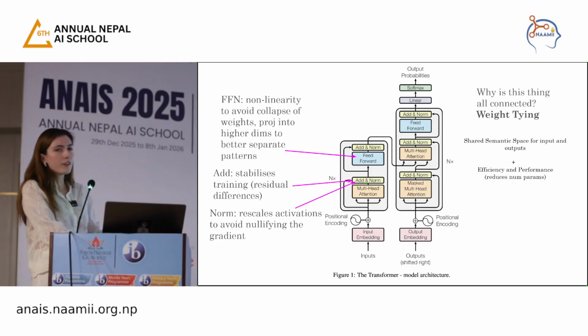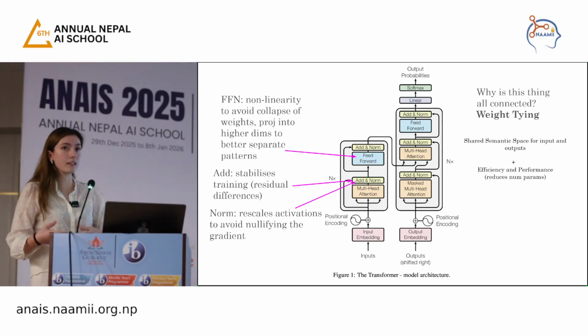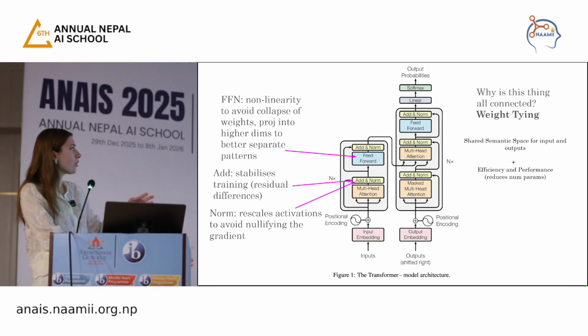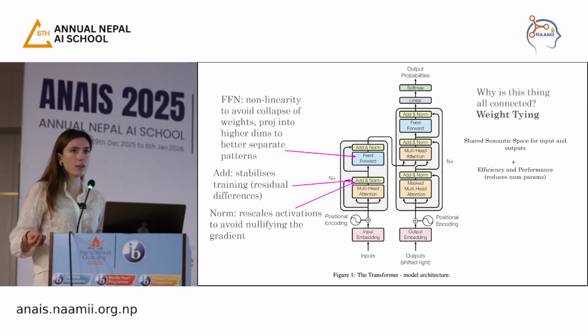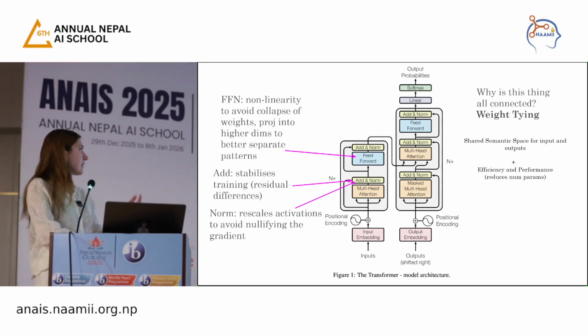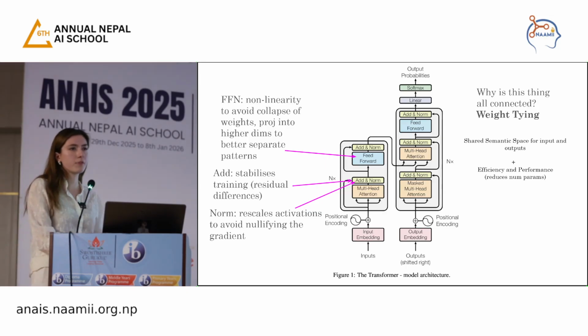Now, one question that you might have is, why is this thing all connected, right? To me, at least, when I saw it for the first time, it was really weird. Why are all these arrows? This is called weight tying, and it's done for two reasons. One, it creates a shared semantic space for input and output. At the beginning, if you remember, I told you that embeddings for words are being learned. But if these were not all connected, we might end up having two different representations for the same word in input and output, which is just inefficient, and we want consistency there. The second reason for weight tying is to improve efficiency and performance, because it drastically reduces the number of training parameters.